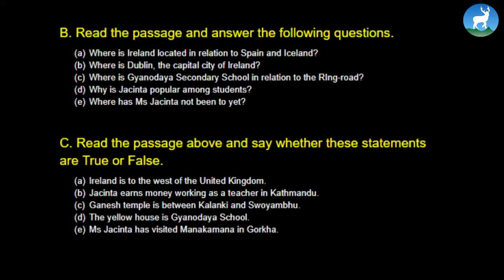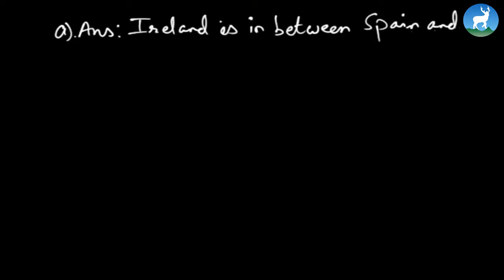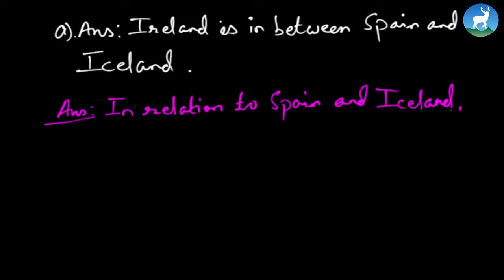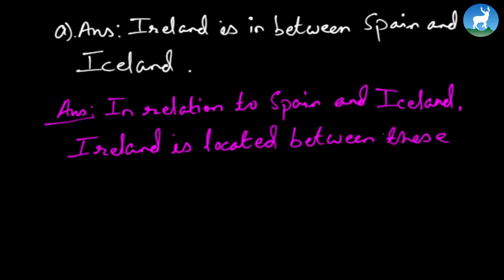Okay, so where is Ireland located in relation to Spain and Iceland? So let's answer that question here. A, answer. You can answer like, Ireland is in between Spain and Iceland. Or the same answer, you can also write it like this, all right? In relation to Spain and Iceland, Ireland is located between these two countries.